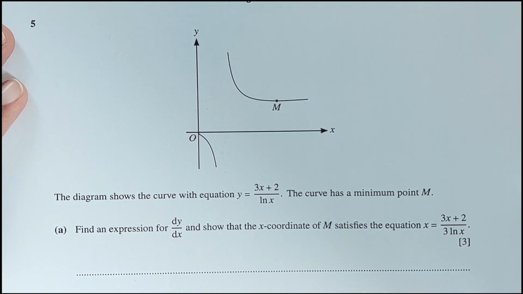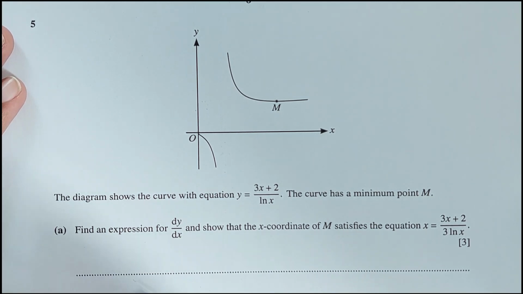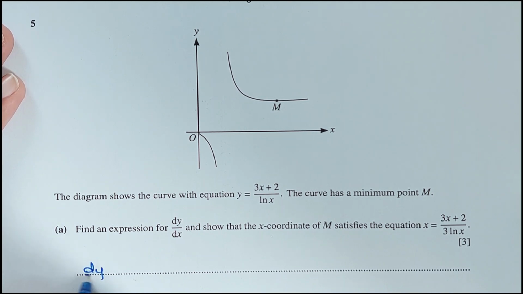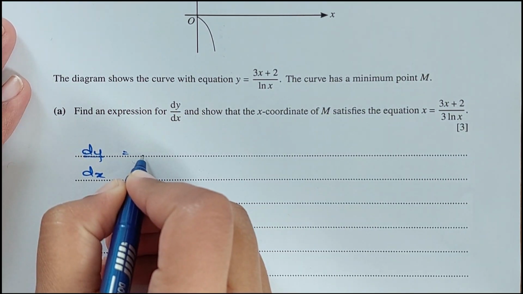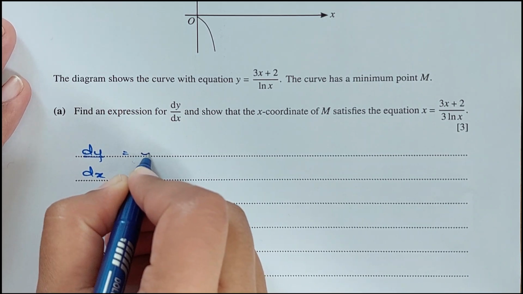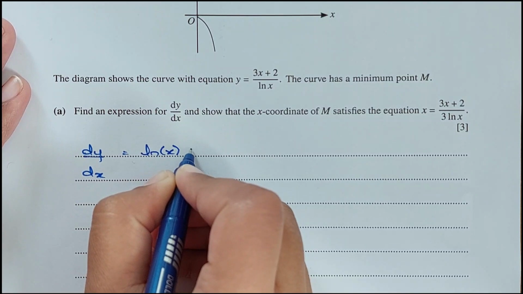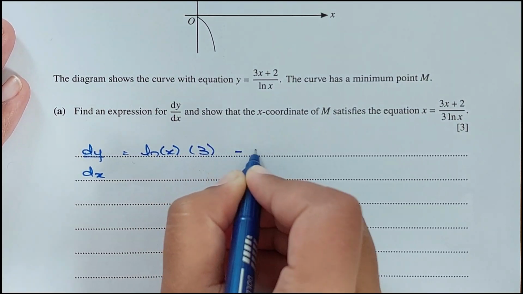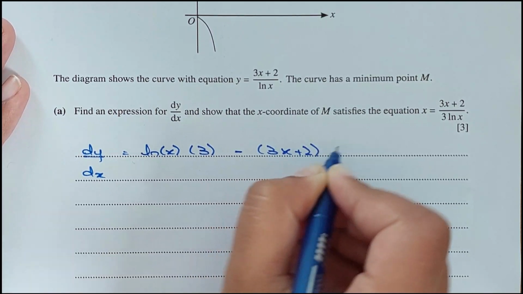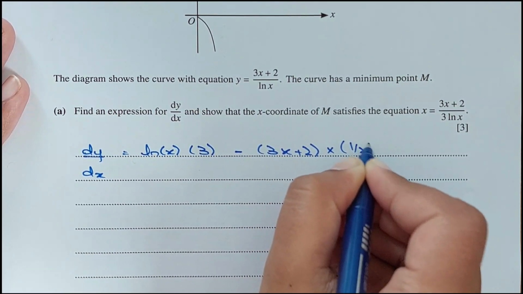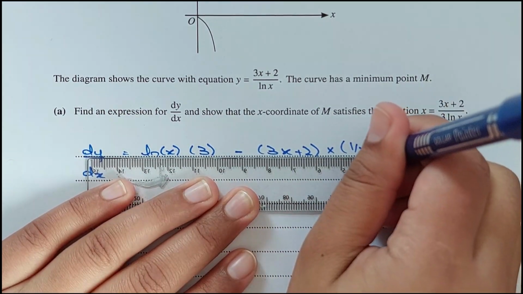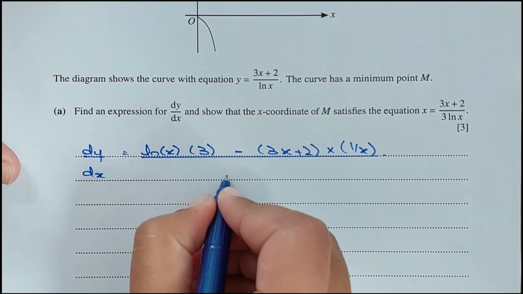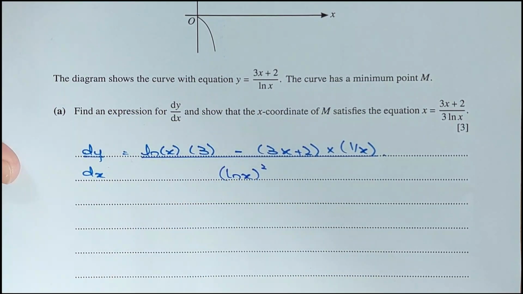So for the minimum point, we have to put the first derivative equal to 0. First, we need to find dy over dx. Let me apply the quotient rule over here. The denominator function is ln x. Derivative of numerator function is 3, minus the numerator function times the derivative of denominator function, which is 1 over x, right? Divided by the denominator function squared, ln of x whole squared, right?